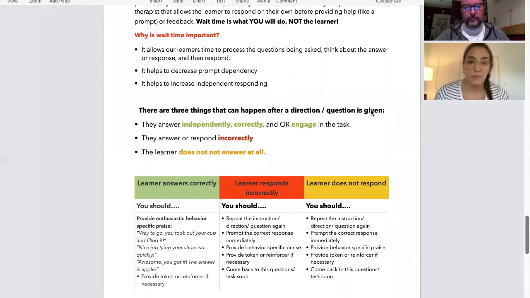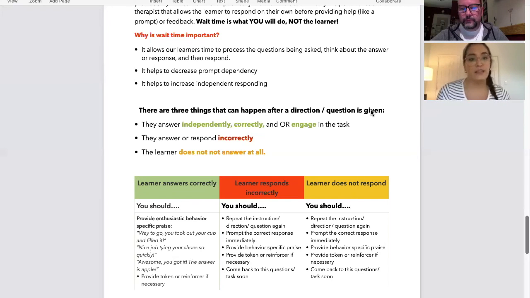So why is it important? It allows our learners time to process the questions being asked, think about the answer or response, and then respond. It helps to decrease that icky prompt dependency word, and it helps to increase independent responding.